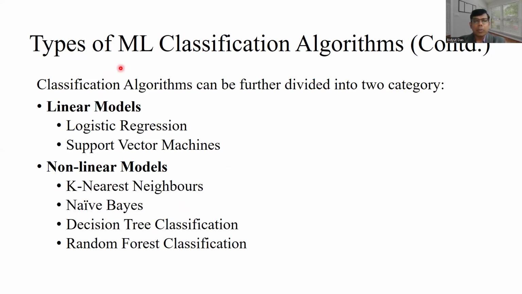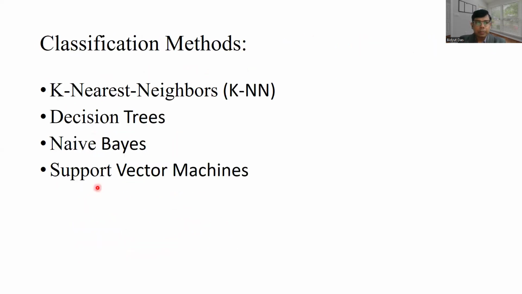Now the types of machine learning classification algorithms. Classification algorithms can be further divided into two categories: linear models, that is logistic regression and support vector machine, and non-linear models, that is k nearest neighbor, Naive Bayes, decision tree classification, and random forest classification. We will discuss each topic in detail later. Some examples of classification models again are k nearest neighbor, decision tree, Naive Bayes, and support vector machines, which are included in your syllabus.